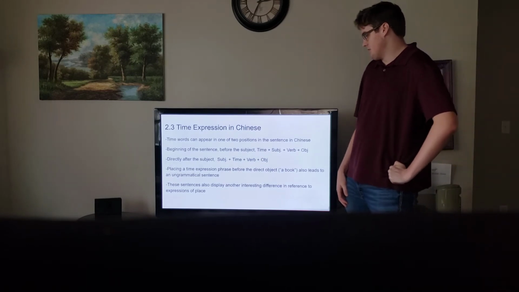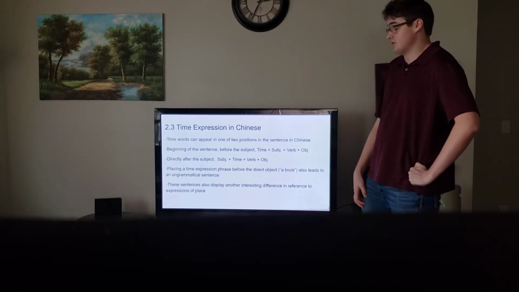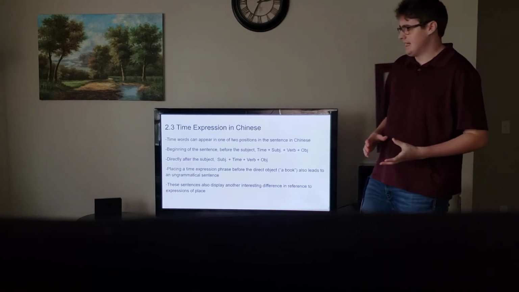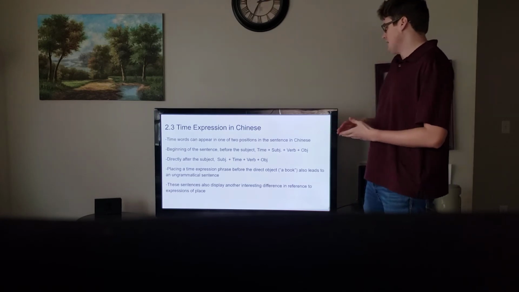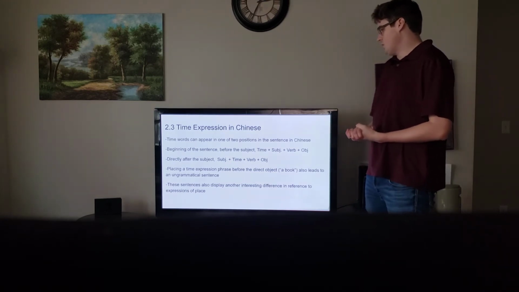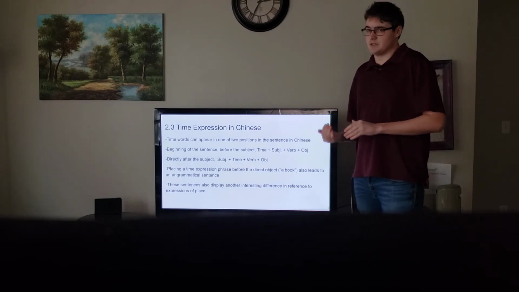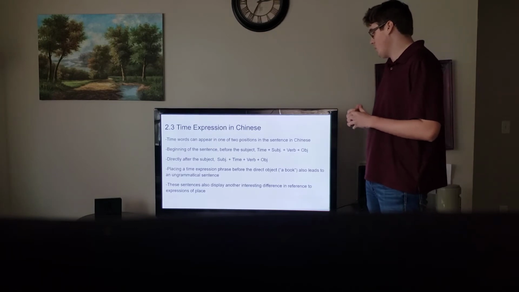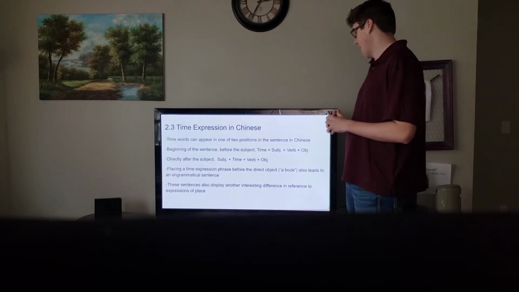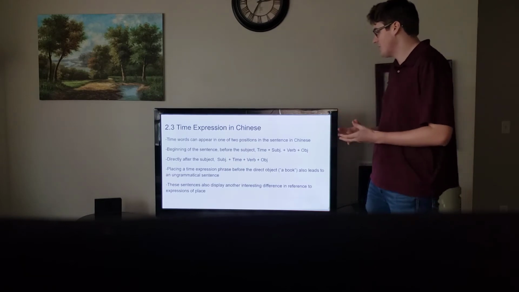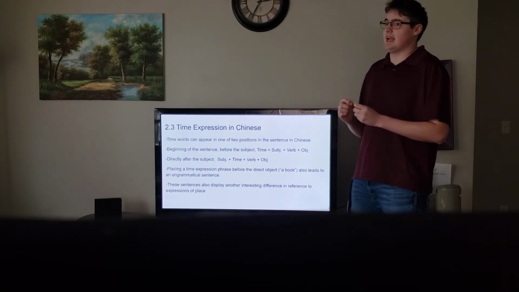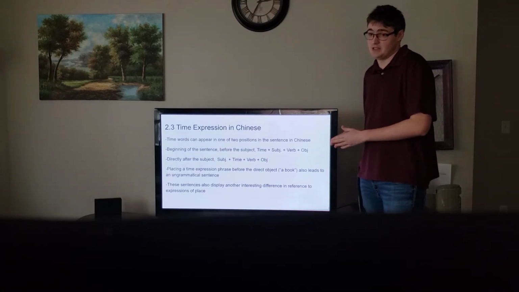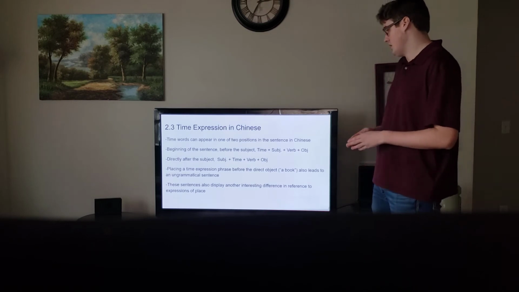These sentences also display another interesting difference in reference to the expressions of place as well. But before we jump into that, taking a look back, it's interesting to see that time can only be directly before or after the subject. I'm not sure exactly why that is, but at the same time, it is an interesting distinction and definite difference between English and Chinese and the grammars that they hold.